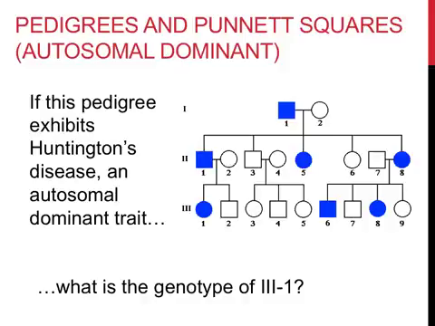The second question, to do with Huntington's disease, asks, what is the genotype of Roman numeral 3-1? Again, identify who you're talking about first. Roman numeral 3-1 has this dominant trait, so she must have at least one capital letter, one dominant allele. Since her mother, Roman numeral 2-2, didn't have this trait, she must have been homozygous recessive. Filling out a Punnett square in your head or doing one on paper leaves only one possibility, and that is that she must be heterozygous, or have the genotype capital G, lowercase g.